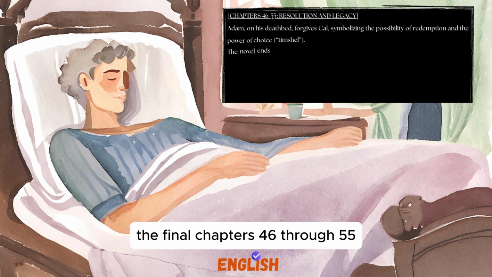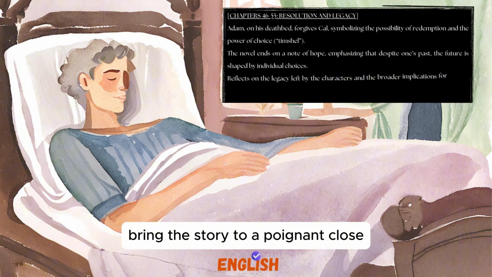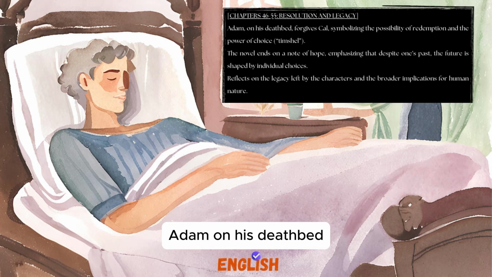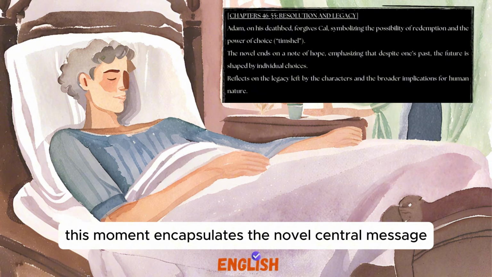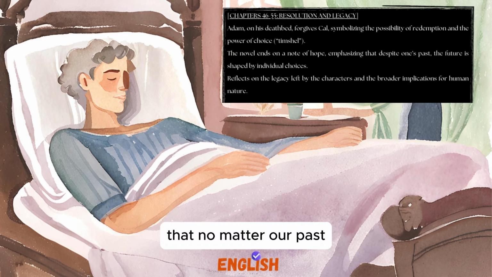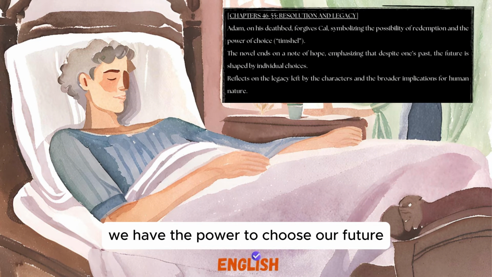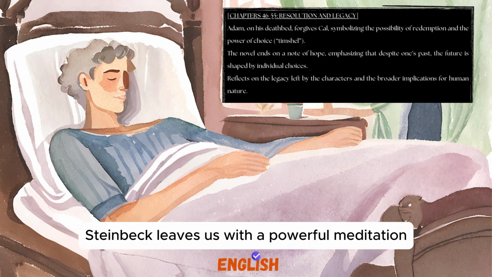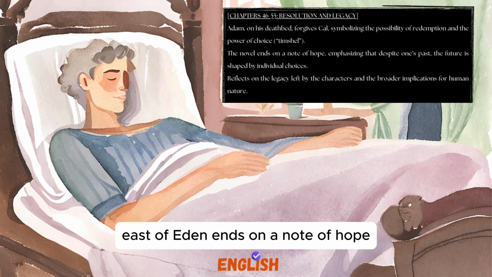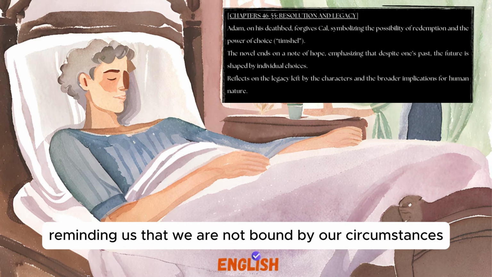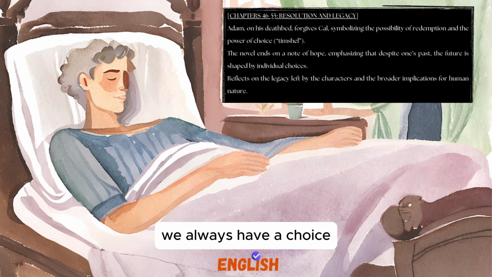The final chapters, 46 through 55, bring the story to a poignant close. Adam, on his deathbed, forgives Cal with a single word, timshel. This moment encapsulates the novel's central message, that no matter our past, we have the power to choose our future. Steinbeck leaves us with a powerful meditation on free will, redemption, and the legacy we leave behind. East of Eden ends on a note of hope, reminding us that we are not bound by our circumstances. We always have a choice.